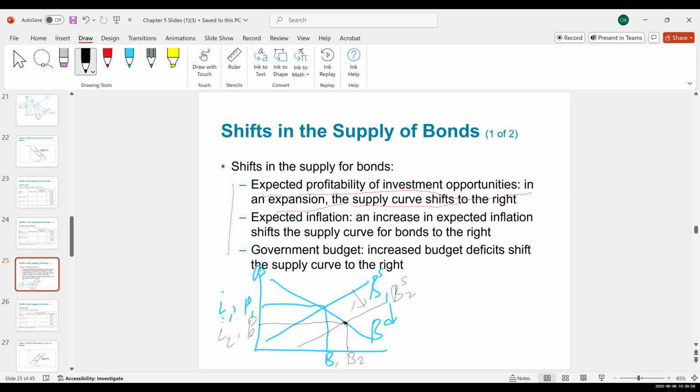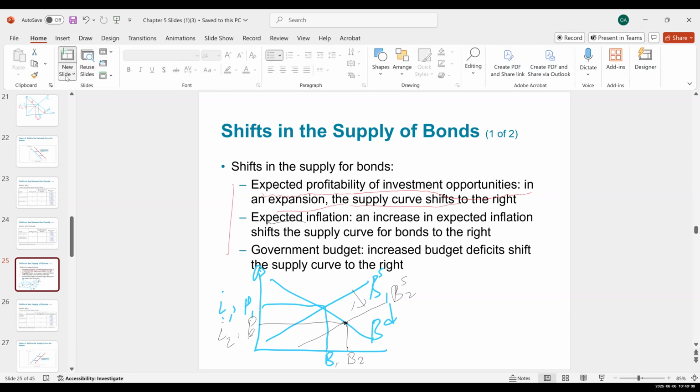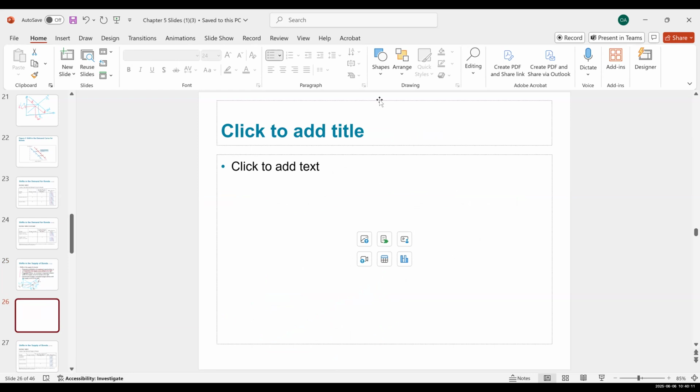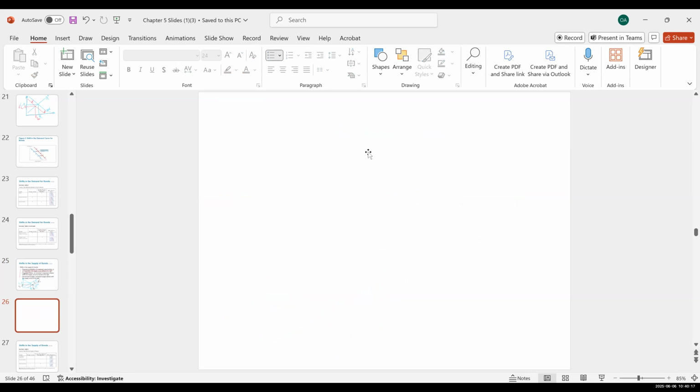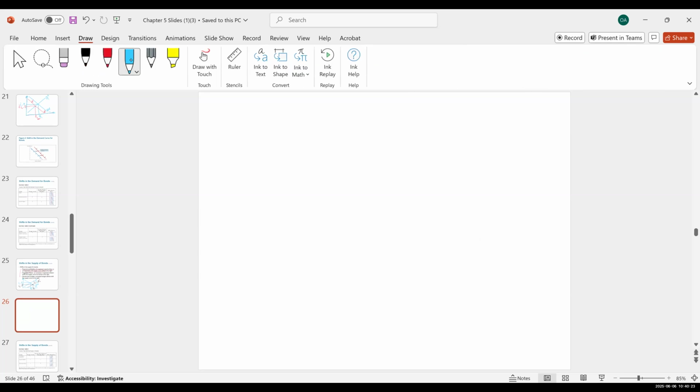Then point number two is expected inflation. Okay, now we remember we just talked about how expected inflation shifts the bond demand curve. So it turns out that expected inflation can actually shift both the bond demand and bond supply curve. Okay, because think about it. Let me write that formula that I wrote earlier on. We say that the real return or real interest rate on your investment is the nominal interest rate minus expected inflation. And we say that when expected inflation goes up, it lowers the return on your bond investment.